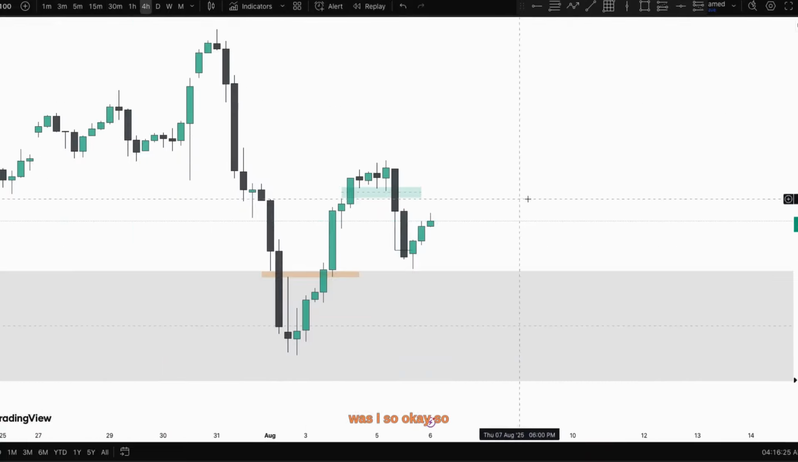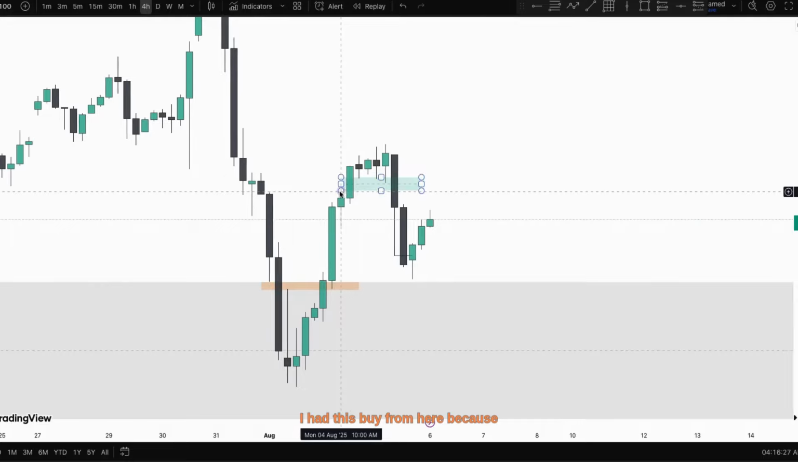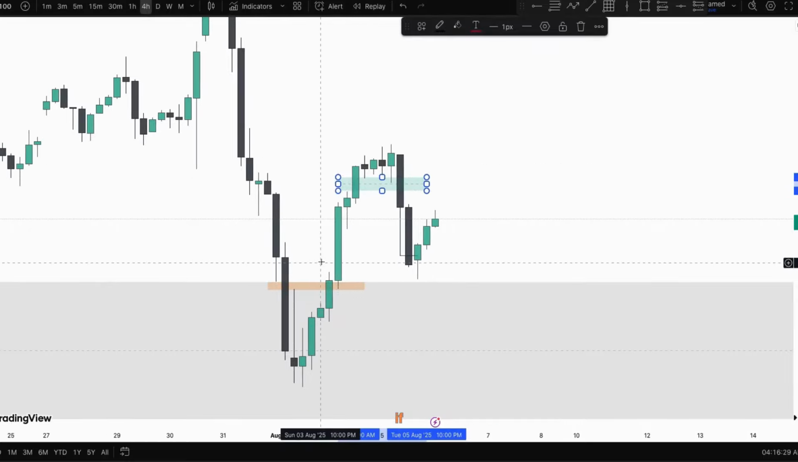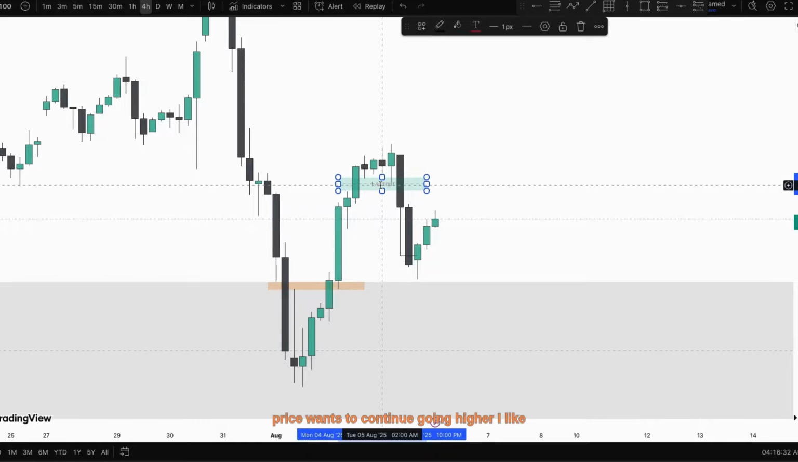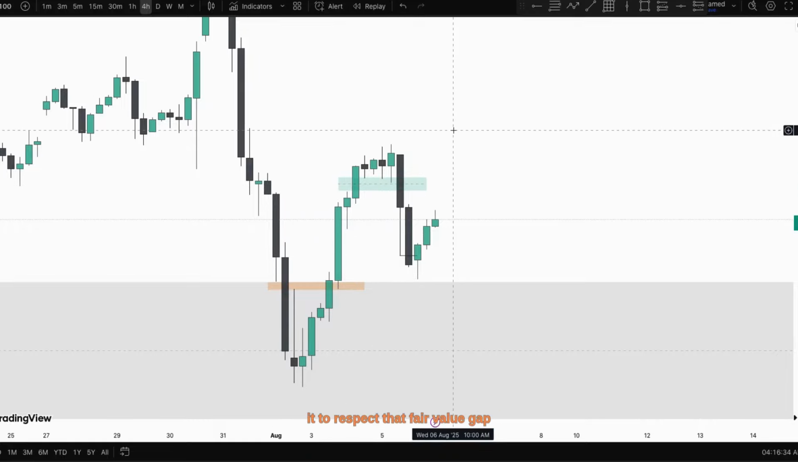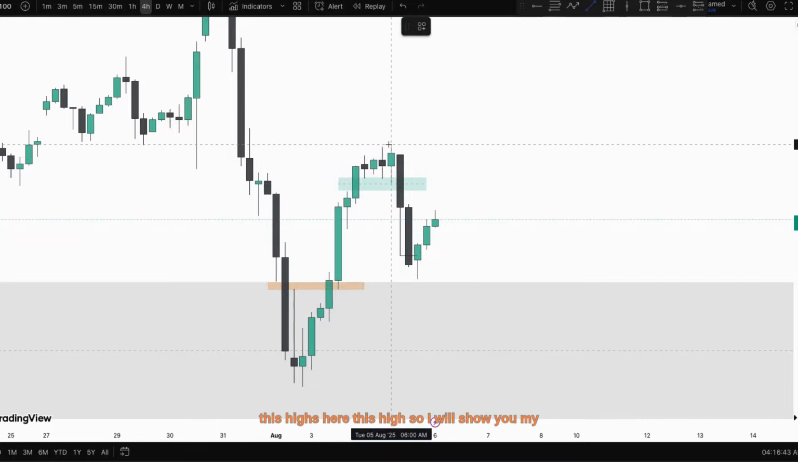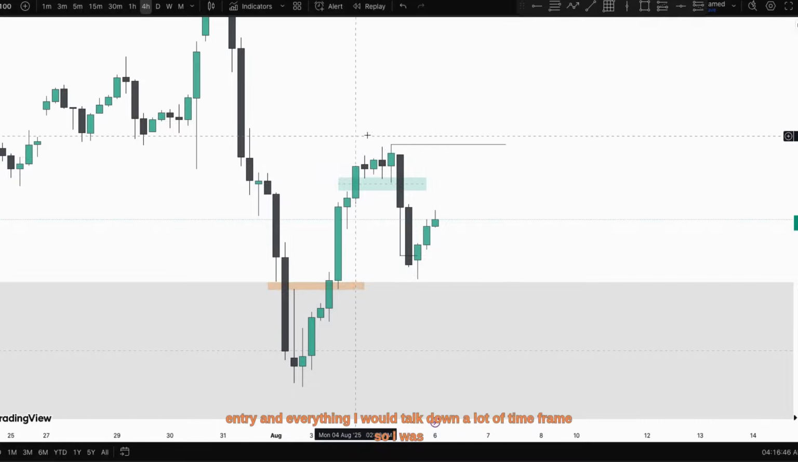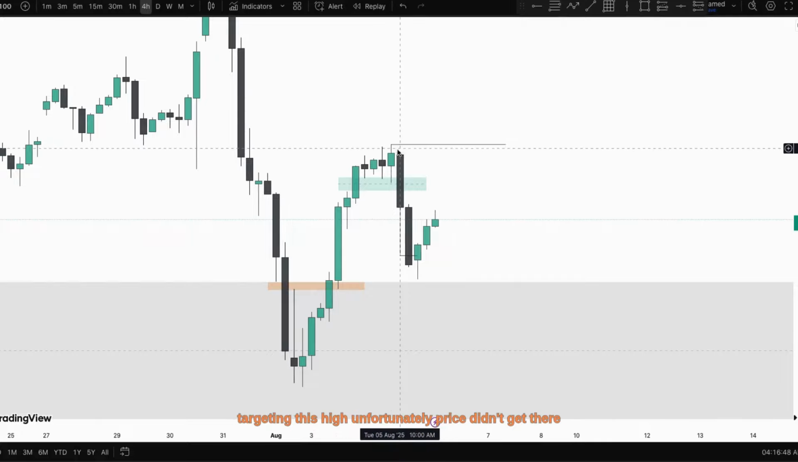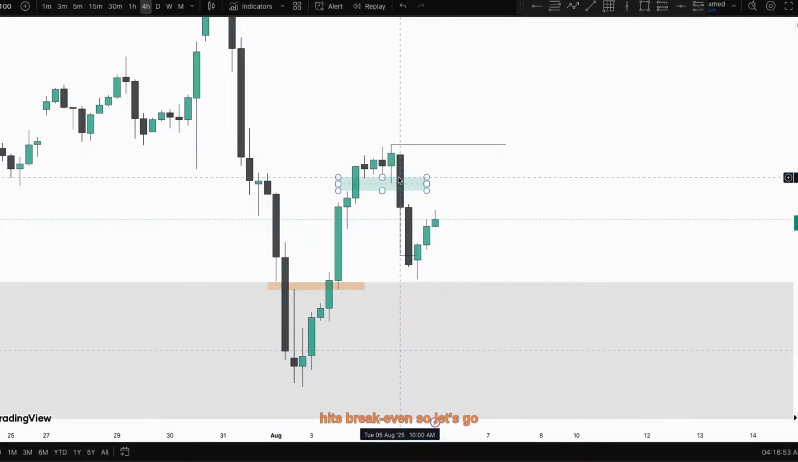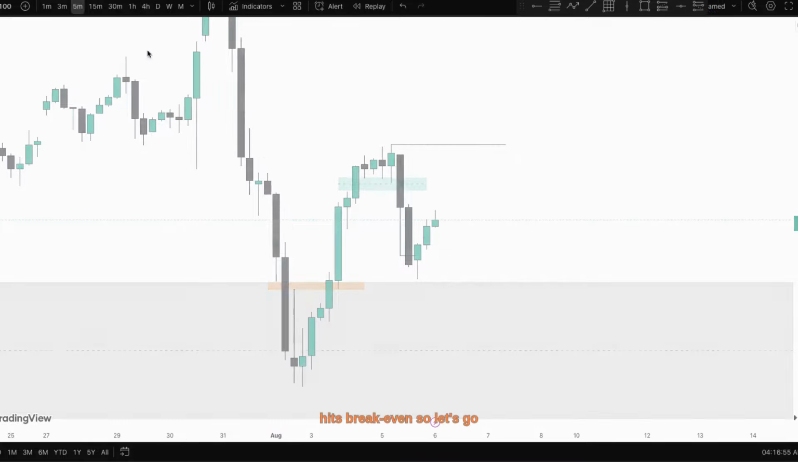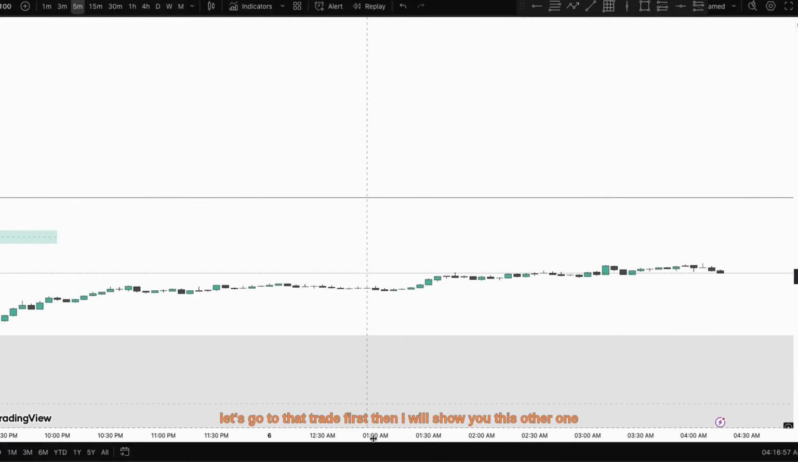So I had this buy from here because if price wants to continue going higher, I like it to respect that fair value gap, at least respect it and start going higher. So price shot up higher. I was targeting these highs here. I will show you my entry and everything; I will drop down to a lower time frame. So I was targeting this high. Unfortunately, price didn't get there, so I took some profit, and the last one hit break even. Let's go to that trade first, then I will show you this other one.